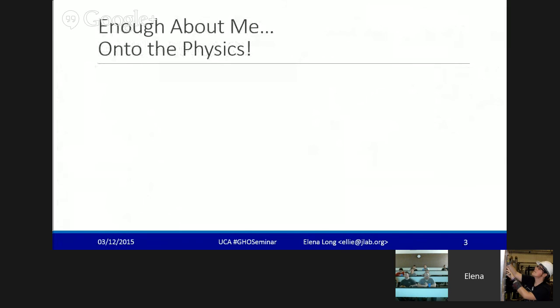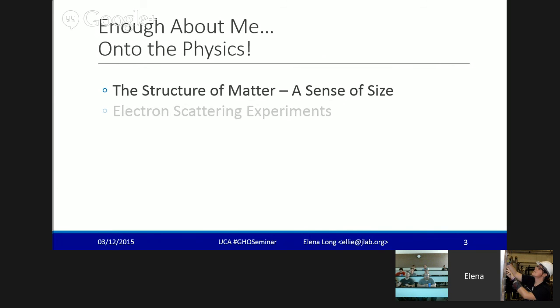Let's start talking about the physics. An overview of what we're going to be talking about: first, we'll go over a sense of size so we can start really trying to understand just what we're looking at and how small these bits of matter are.